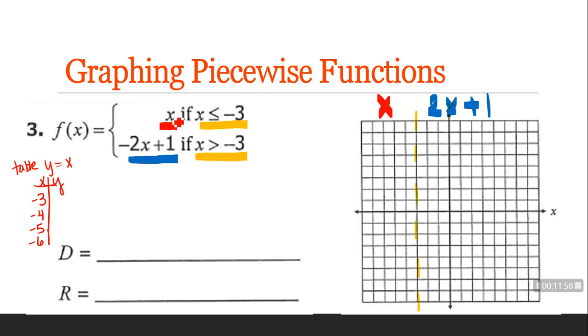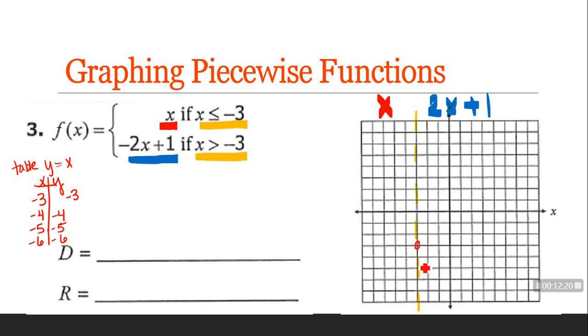And when you look at those points, when x is -3, your y value is also -3. When x is -4, your y is -4. When x is -5, so is the y. And when x is -6, your y value is also -6. Okay, so when x equals -3, my y value is also -3.